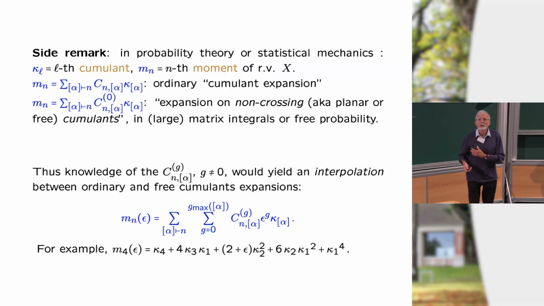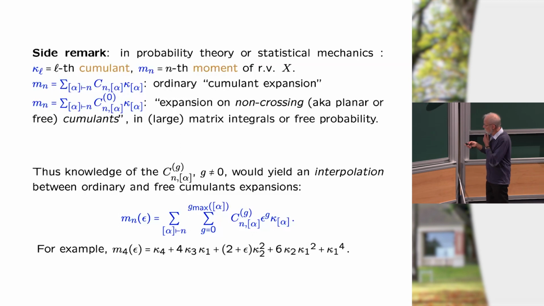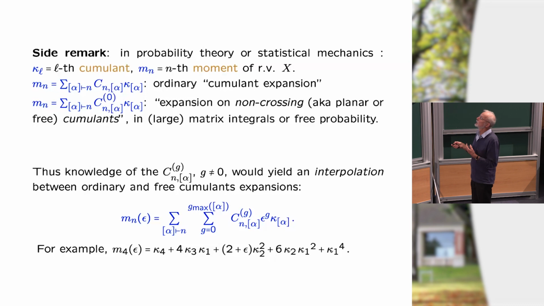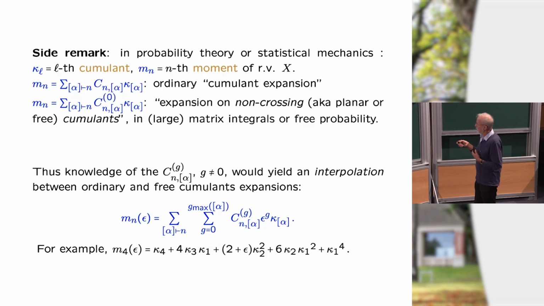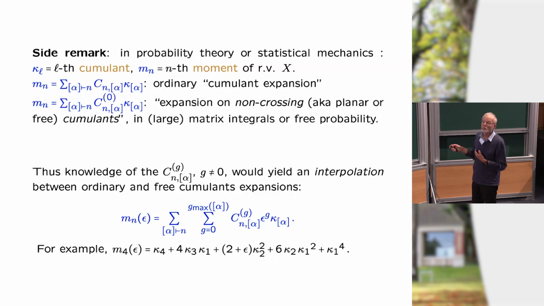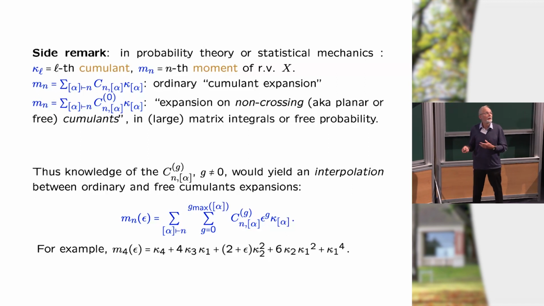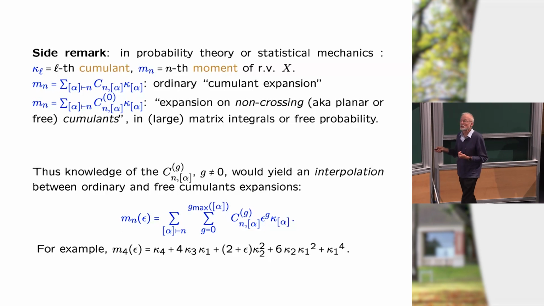Right. So why am I interested in that? Well, first, a trivial observation is that these things are natural and well known in the context of statistical mechanics and free probability. So in ordinary probability theory or statistical mechanics, I would call kappa_l the l-th cumulant. The m_n would be the moments of a certain random variable, and the relation that I was writing before is just the classical moment-cumulant relation, right?